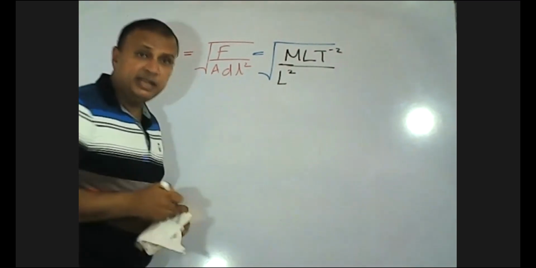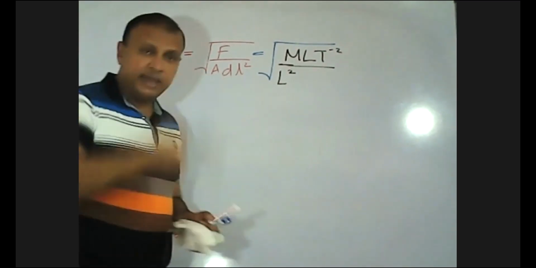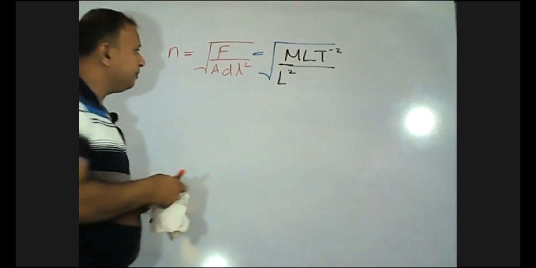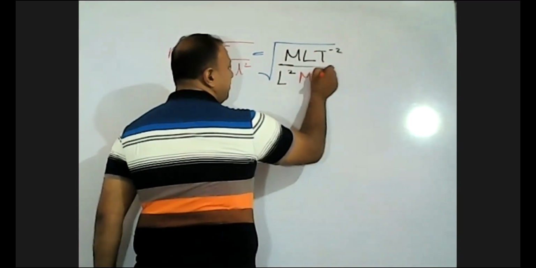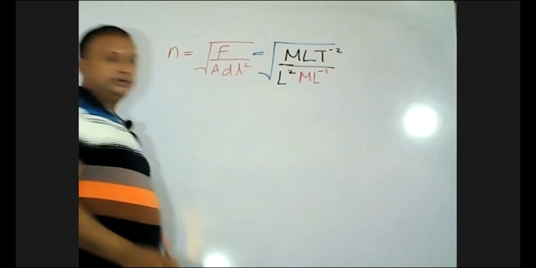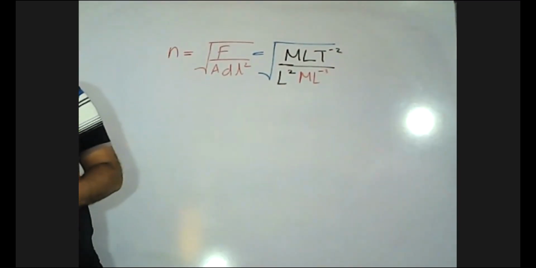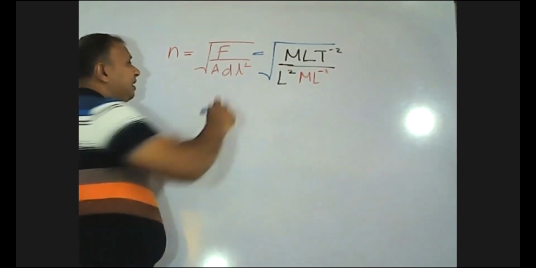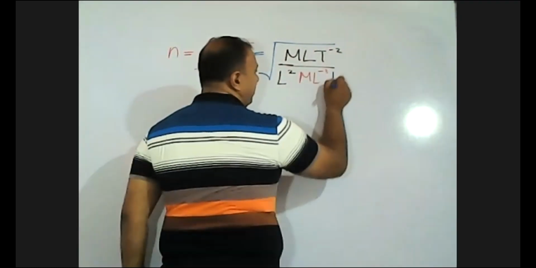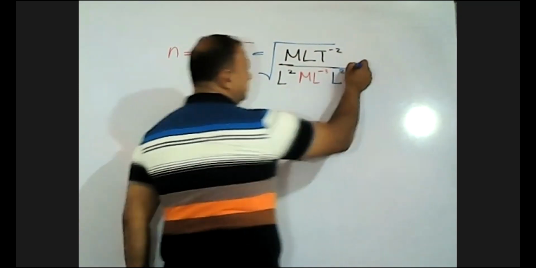If it is a density, it means mass over volume. That means M L minus 3. Then L is a length. So the dimension of L squared is L squared.